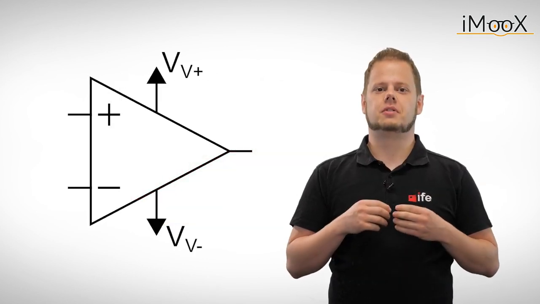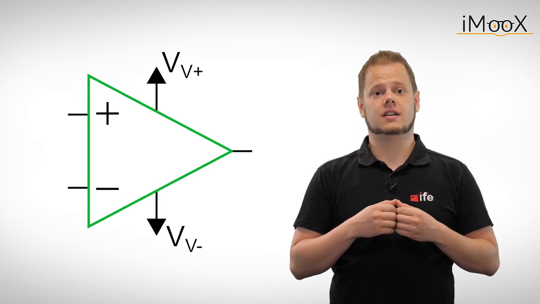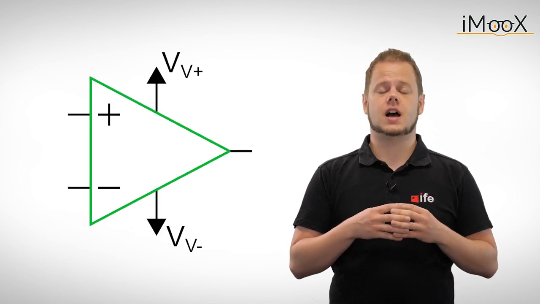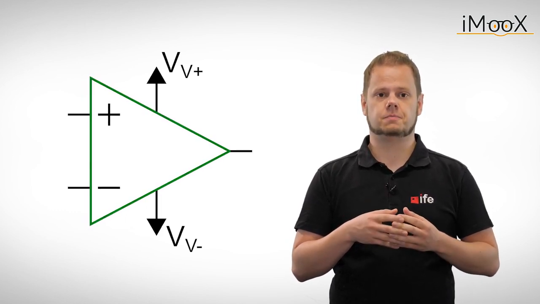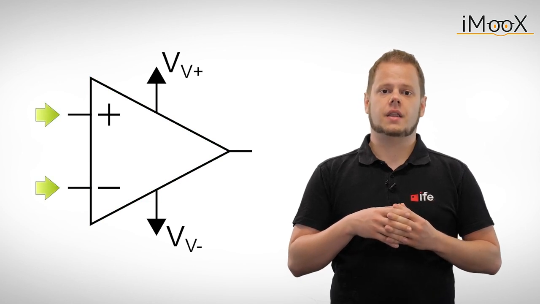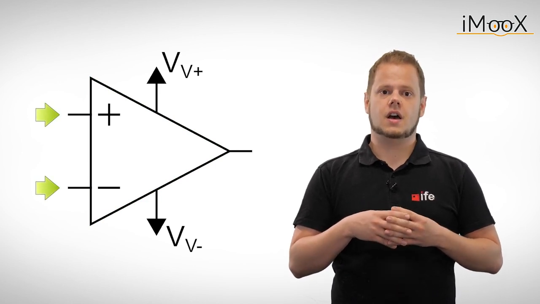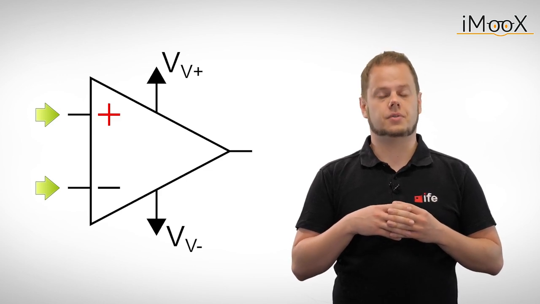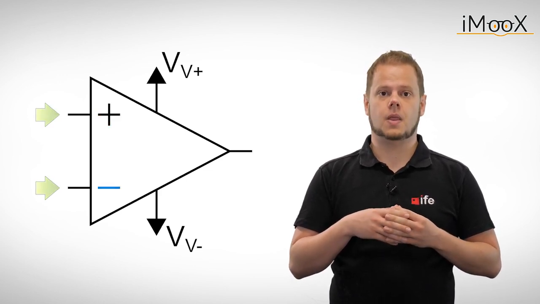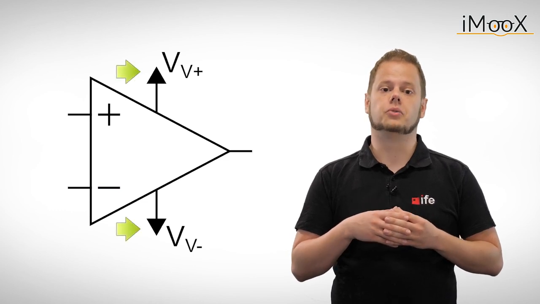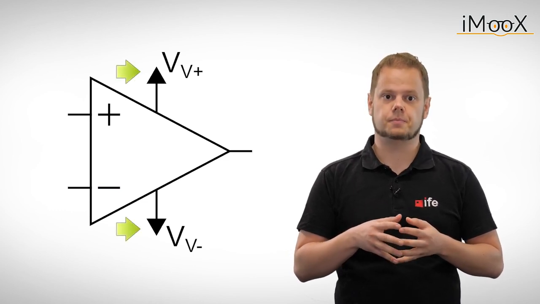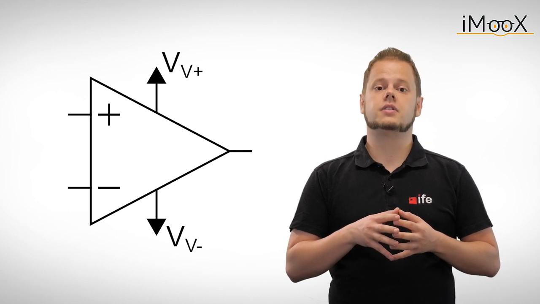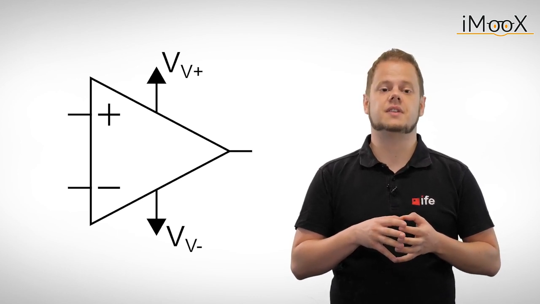The symbol of an operational amplifier is a triangle, signifying that two input signals are combined to one output signal. On the left-hand side, there are the two input terminals. The one marked with a plus is the non-inverting input, while the one marked with a minus is the inverting input. The two power supply terminals are often omitted in schematics. Clearly, this symbol is just a representation, so let's have a look inside.